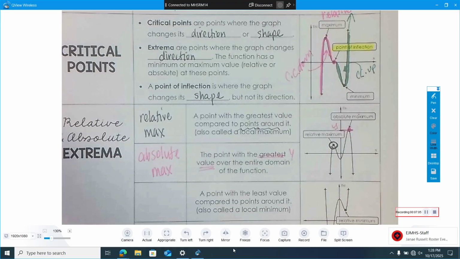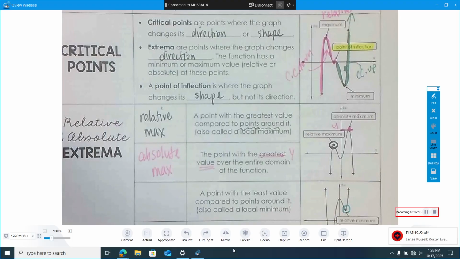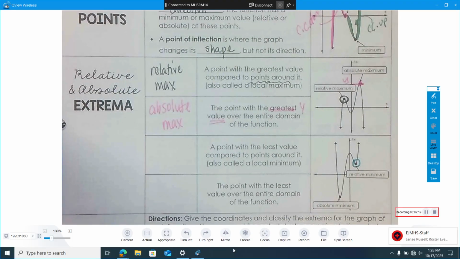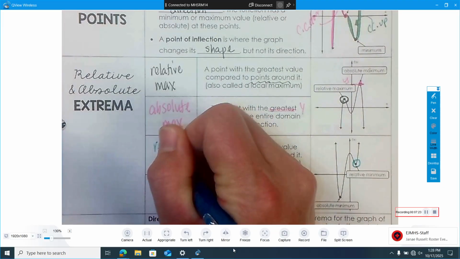All right. Then a point with the least value compared to the points around it, right here, this little guy right here, compared to the ones close by, he's the relatively smallest y value relative to the others close by. So we call him a relative min.